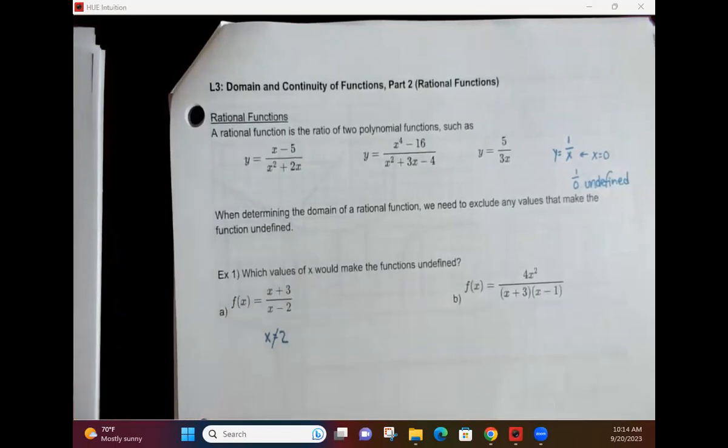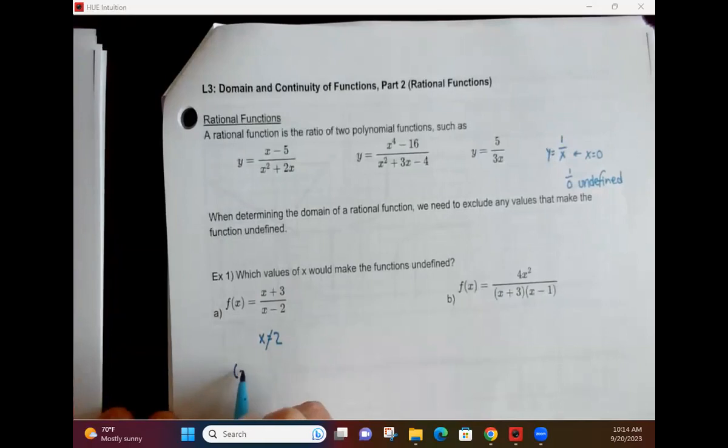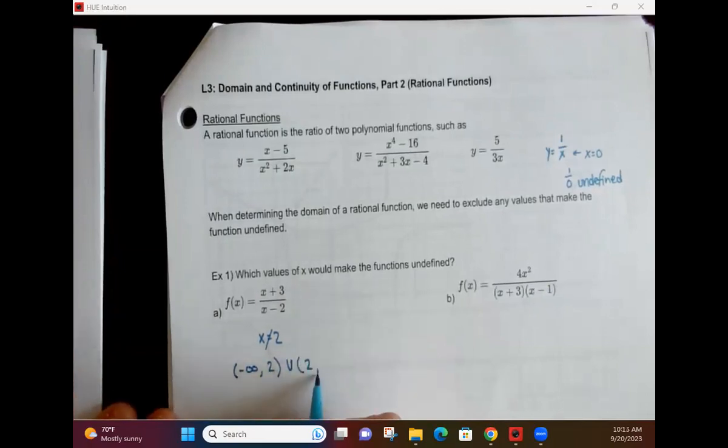My domain then would be anything but 2, all real numbers but 2. In interval notation, that would look like negative infinity to 2. Notice it's a parenthesis, not a bracket, because we cannot include 2. And then 2 to infinity.